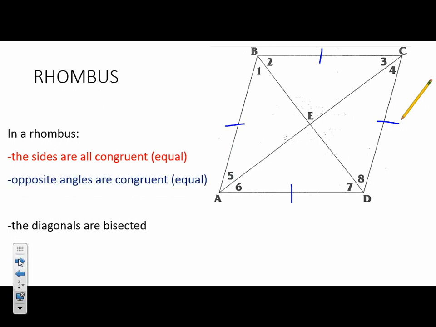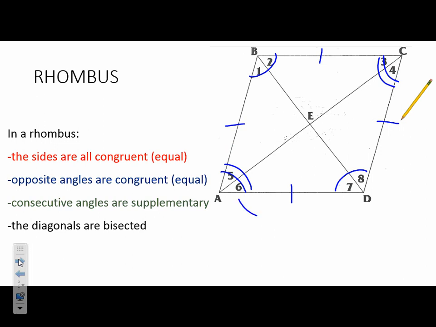So what about opposite angles? Are they still congruent? They sure are. It's a parallelogram. Okay, so we could mark that in our picture. This one is congruent to this one, this one's congruent to this one, and so on. Okay, now consecutive angles are still supplementary. So angles next to each other will still make 180 degrees when we add them together.